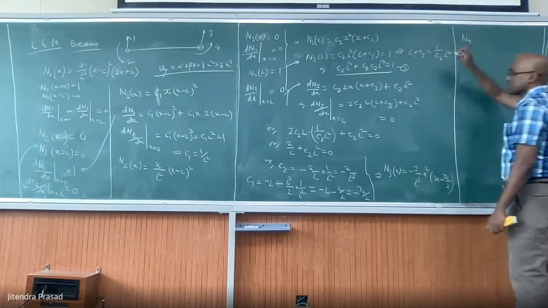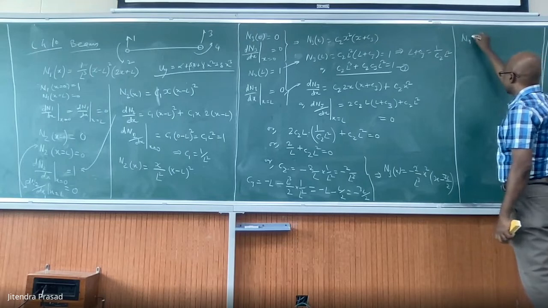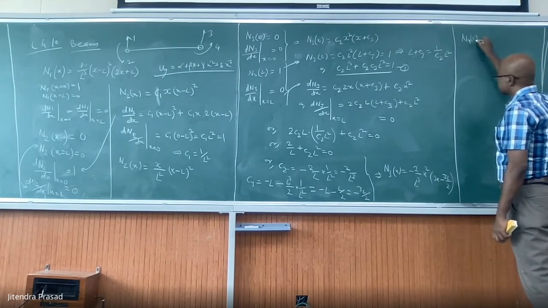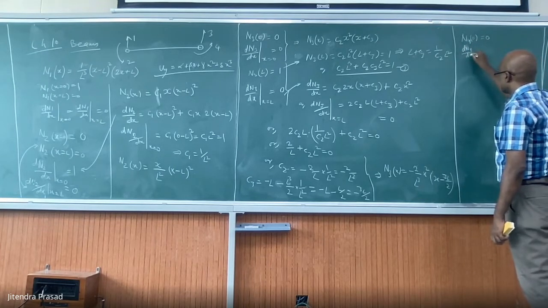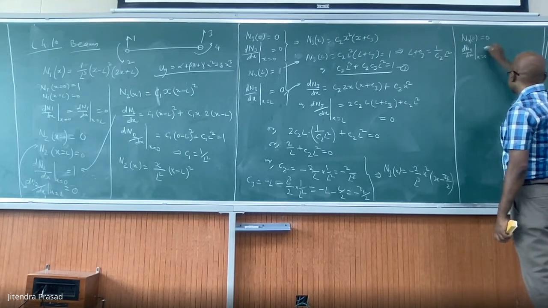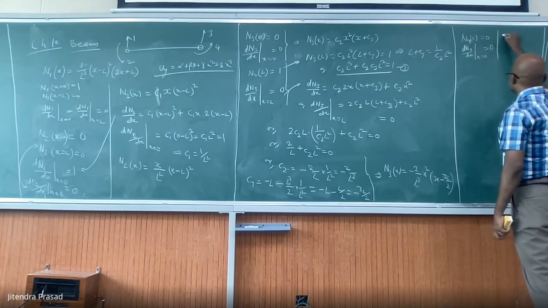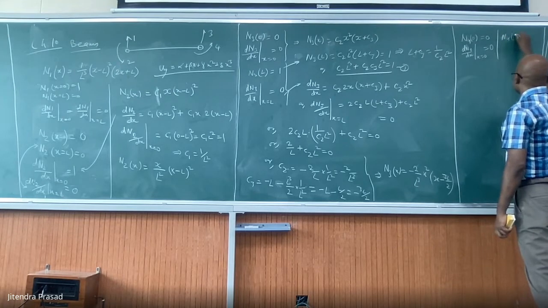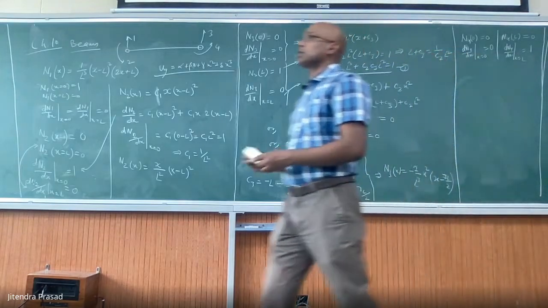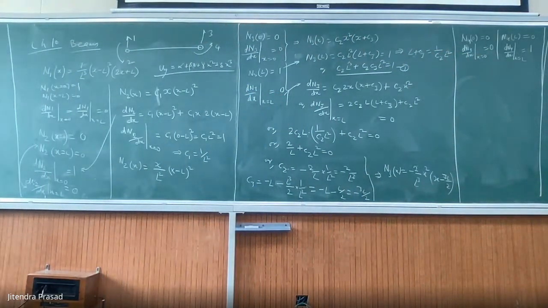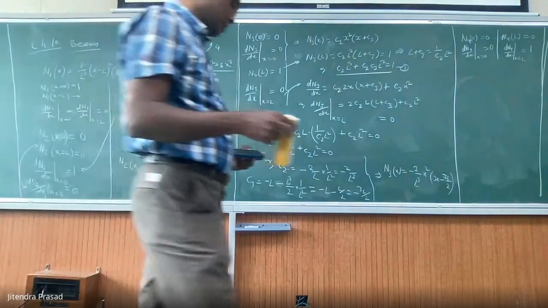Last one, N4. And what we know? N4(0) is equal to 0. dN4/dx at x equal to 0 is also equal to 0. Then you have N4 at L is equal to 0. And dN4/dx at x equal to L is equal to 1.